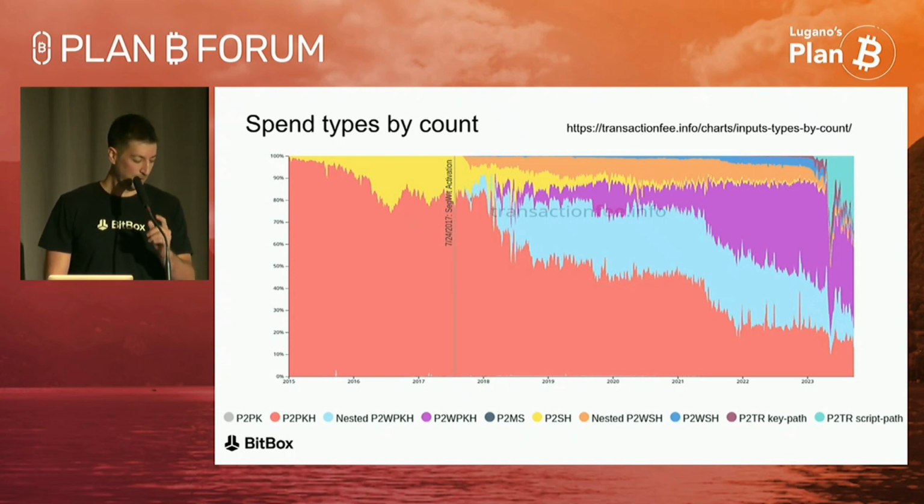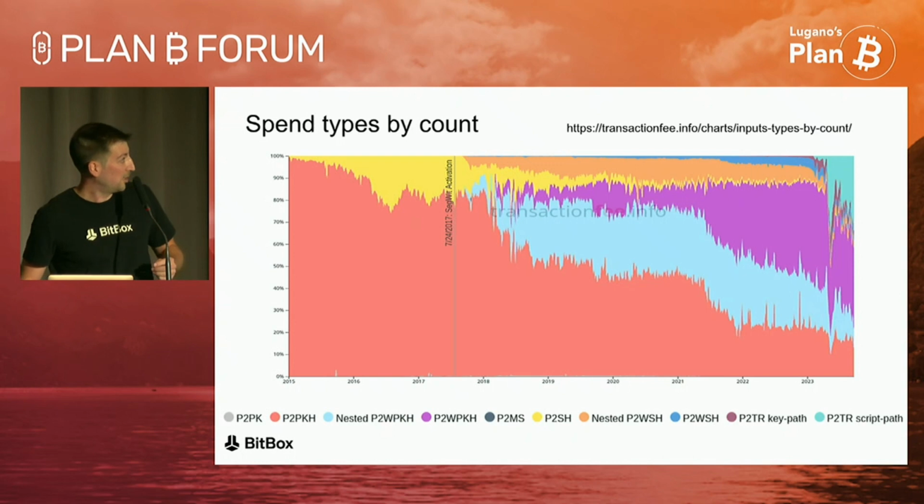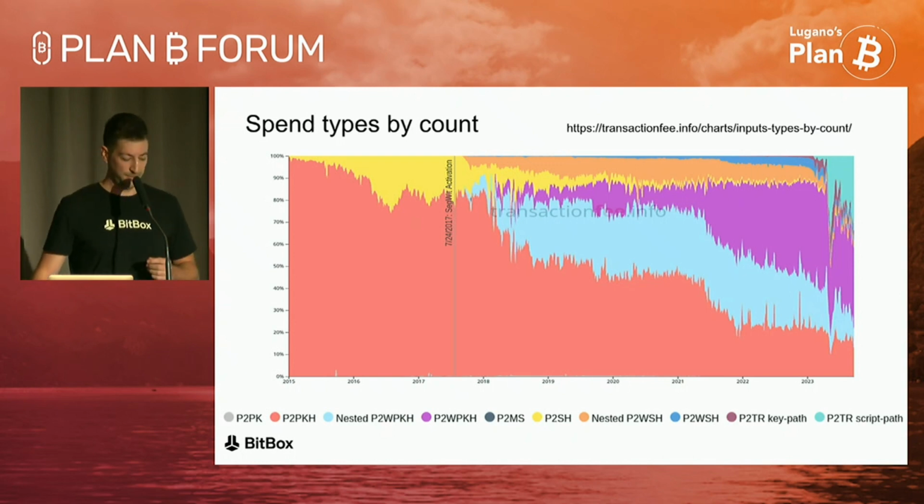Okay. At the top right, there's this turquoise, and this is ordinals, so we'll just ignore that for now. Then there's yellow and orange, the other big part. And this is basically non-single signature scripts, just more complicated scripts.